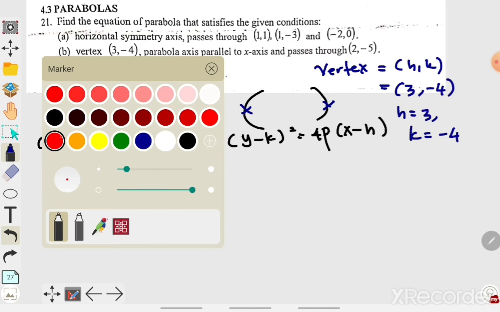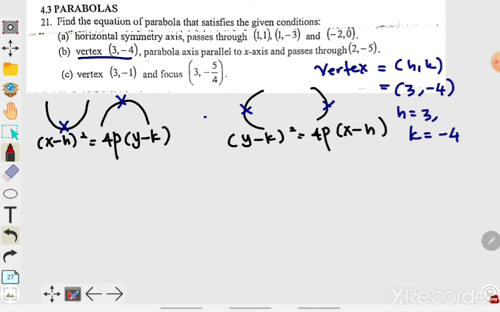Okay, let's use another color. So what we have here is a parabola with axis parallel to the x-axis. What is the axis parallel? So this is the axis parallel, parallel to the x-axis. This one is parallel to the y-axis, and this one is parallel to the x-axis.